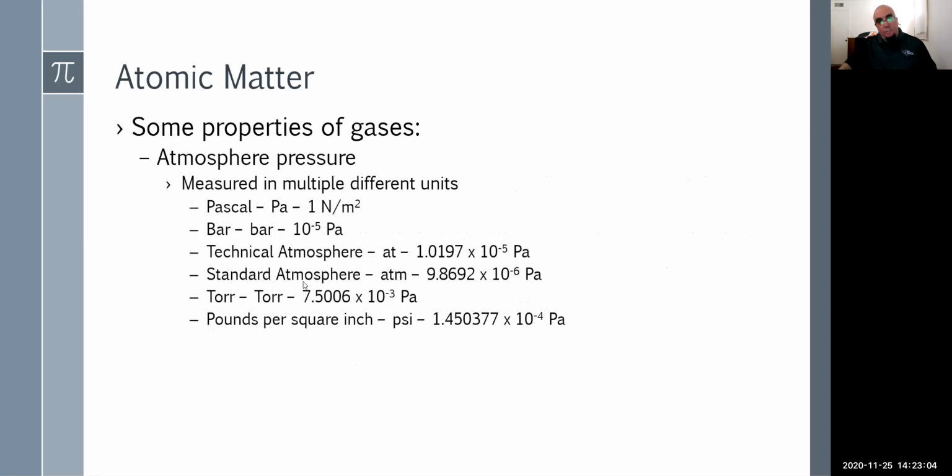So atmospheric pressure is measured in different methods, right? We have pascals, we have bars, we have ATs or ATMs, we have torrs, we have PSI. In the United States, we typically measure it in PSI just because we like pounds.